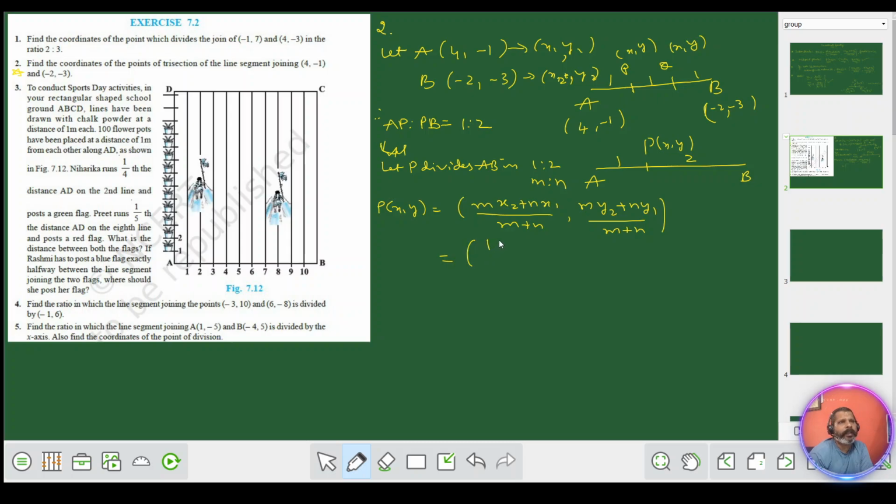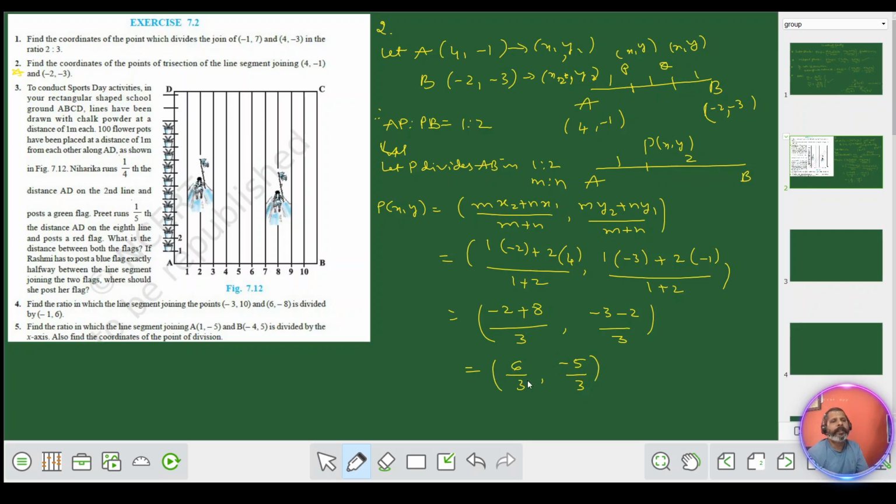Let's substitute. M is 1, x2 is minus 2, plus n is 2, x1 is 4, by m plus n is 1 plus 2. Similarly, m is 1, y2 is minus 3, plus n is 2, y1 is minus 1, divided by m plus n means 1 plus 2. So 1 into minus 2, minus 2, 2 into 4, 8, 1 plus 2, 3, minus 2 plus 8 is 6, so 6 by 3. Then 1 into minus 3, minus 3, plus 2 into minus 1, minus 2, so minus 5 by 3.